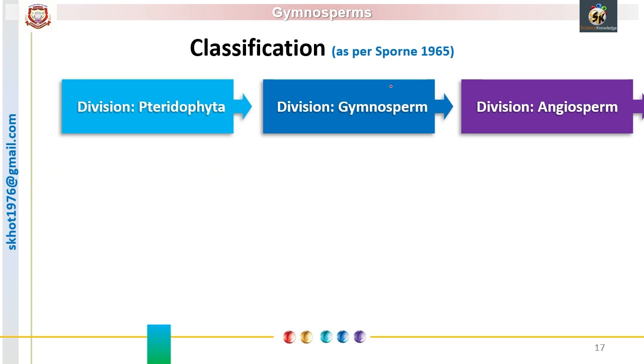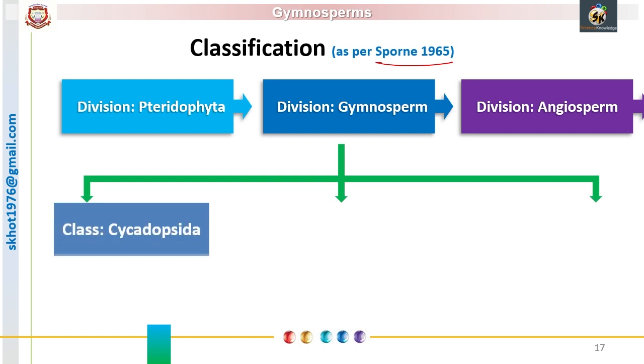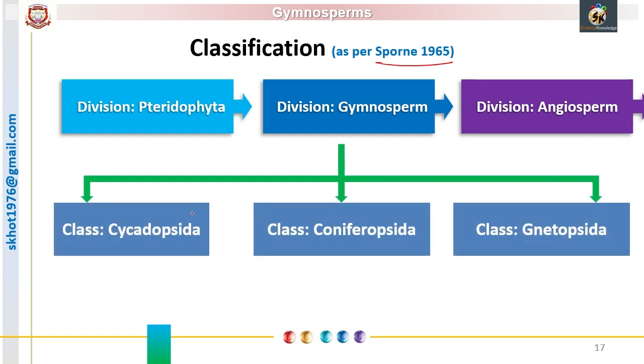In this video, we will discuss the classification proposed by Sporne in 1965. According to Sporne, gymnosperms are divided into three classes: class Cycadopsida, class Coniferopsida, and class Gnetopsida.